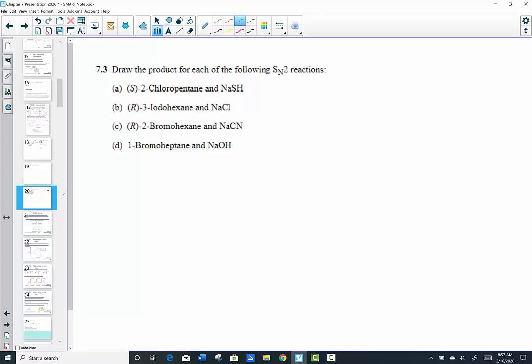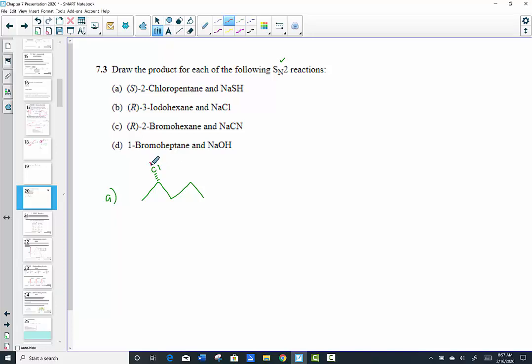Let's practice drawing some of these. This is an example homework question. Let's draw the products for this SN2 reaction. I'll try letter A. It says S-2-chloropentane. All right, so let's draw a 5-carbon chain. 1, 2, 3, 4, 5. I'm going to make the chlorine a dash and then just check. I honestly don't know if that's going to be S or R until I check.